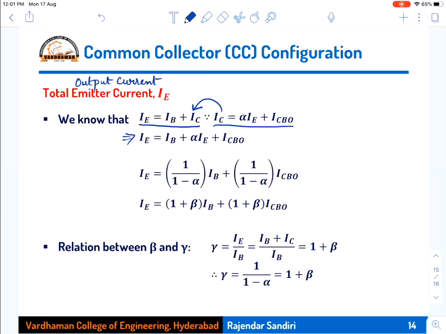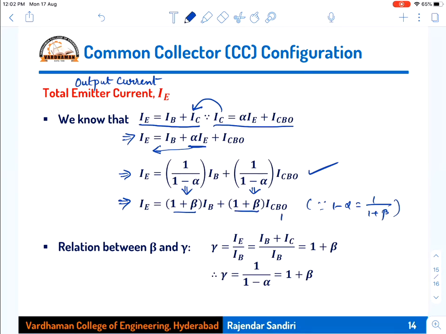If you take this IE onto the left side and take common, you will get the expression IE is equal to 1 by 1 minus alpha into IB plus 1 by 1 minus alpha into ICB naught. And you know the relationship between alpha and beta. 1 minus alpha is equal to 1 by 1 plus beta. This one we have seen in the previous slide. So 1 by 1 minus alpha is equal to 1 plus beta. I'm just substituting 1 by 1 minus alpha as 1 plus beta, then you will get this expression.